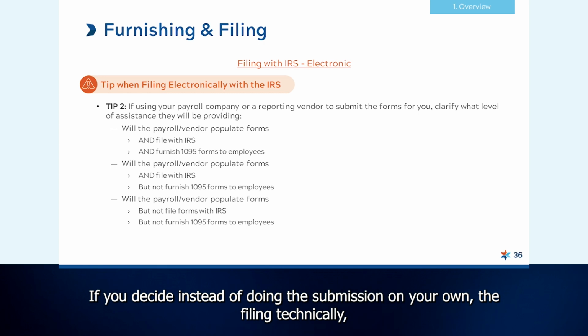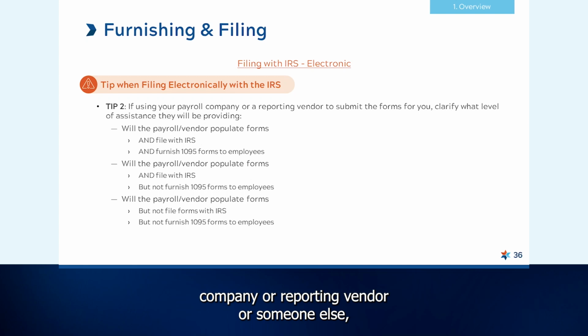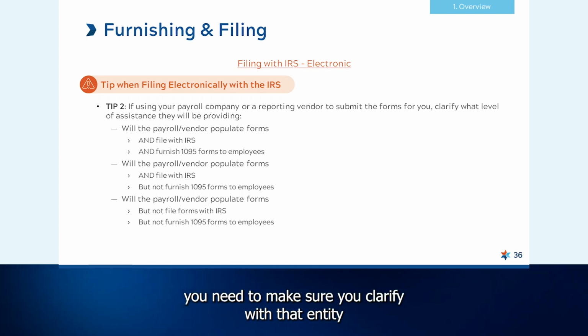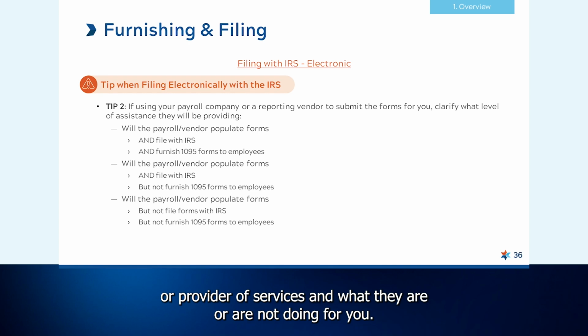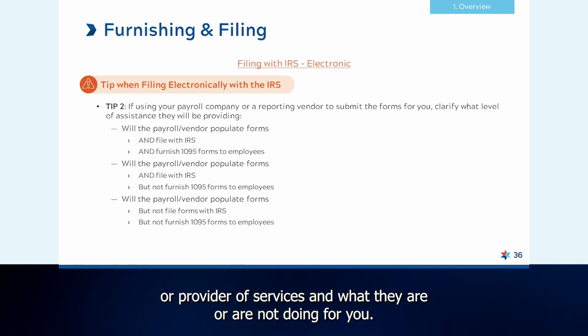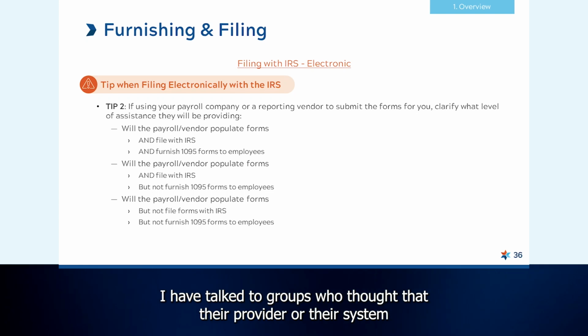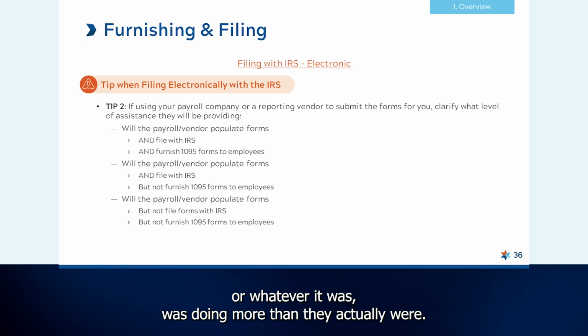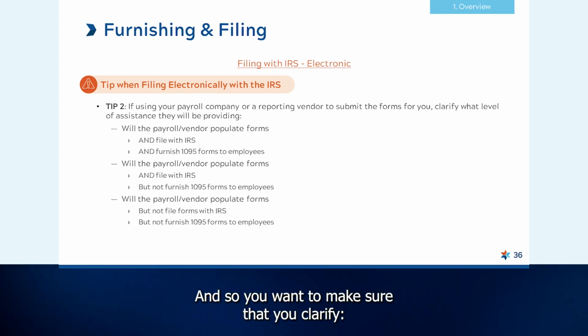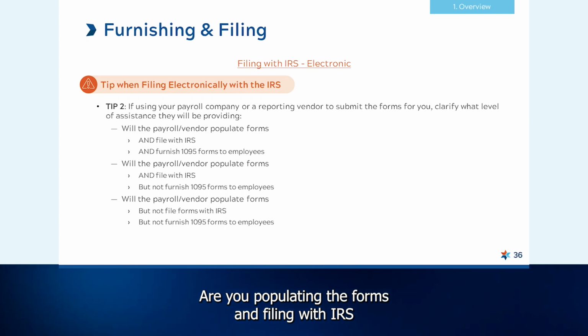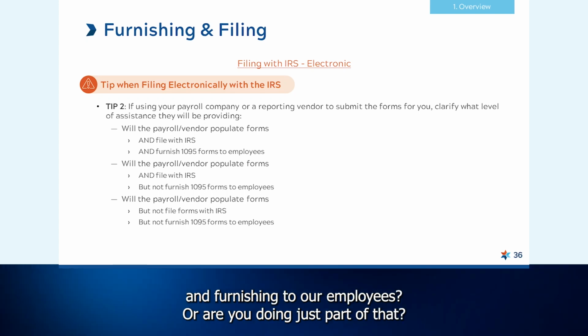If you decide, instead of doing the submission on your own, the filing technically, to use your payroll company or reporting vendor or someone else, you need to make sure you clarify with that entity or provider of services what they are or are not doing for you. I have talked to groups who thought that their provider or their system was doing more than they actually were. So you want to make sure that you clarify: are you populating the forms and filing with IRS and furnishing to our employees, or are you doing just part of that?